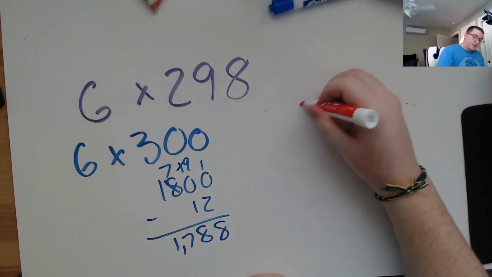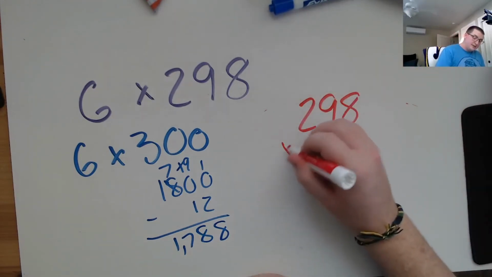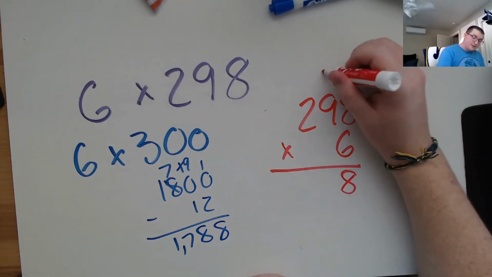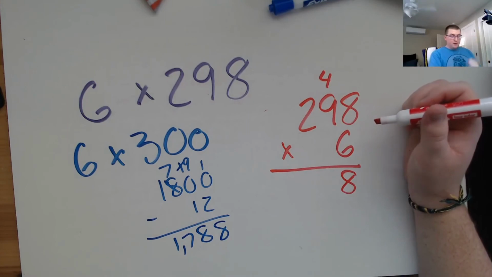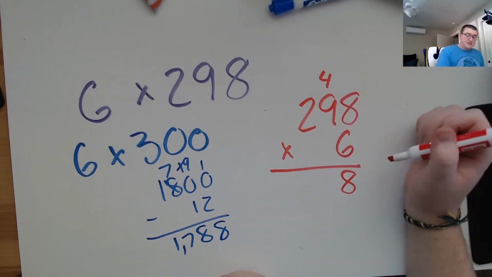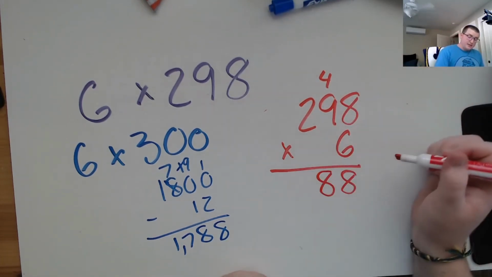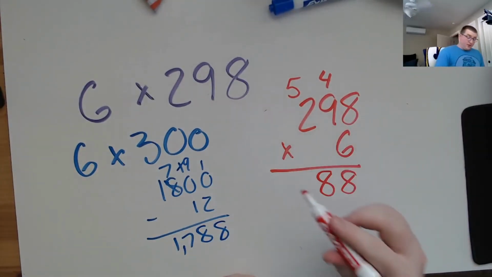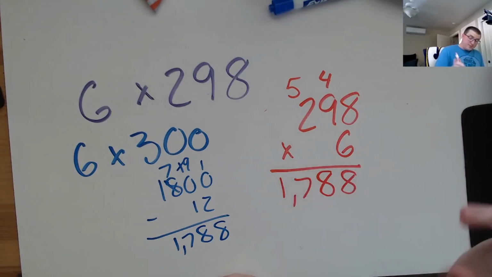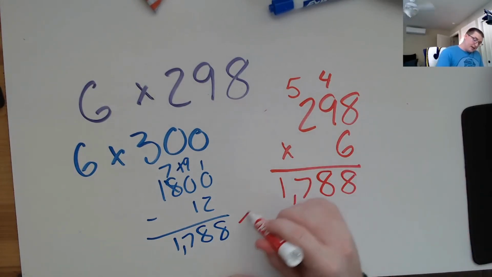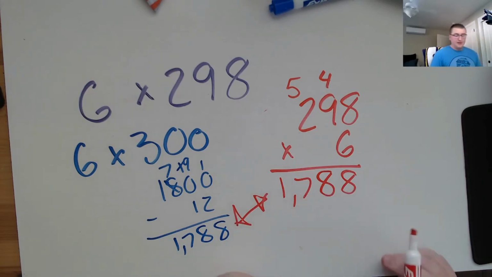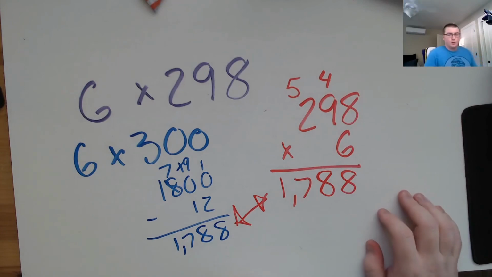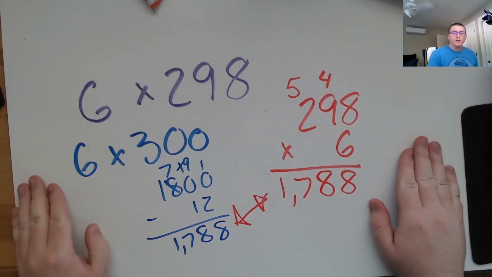So 298 times 6. 6 times 8 is 48. Put the 8 down there. Regroup the 4. 9 times 6 is 54. Plus 4 is 58. Put the 8 down there. Regroup the 5. 6 times 2 is 12. Plus 5 is 17. And we come to the same answer, 1,788.